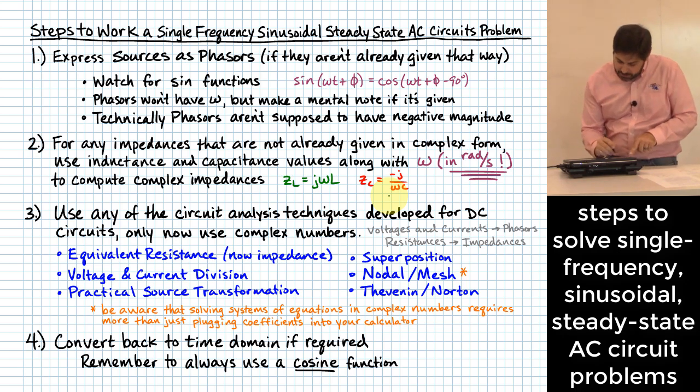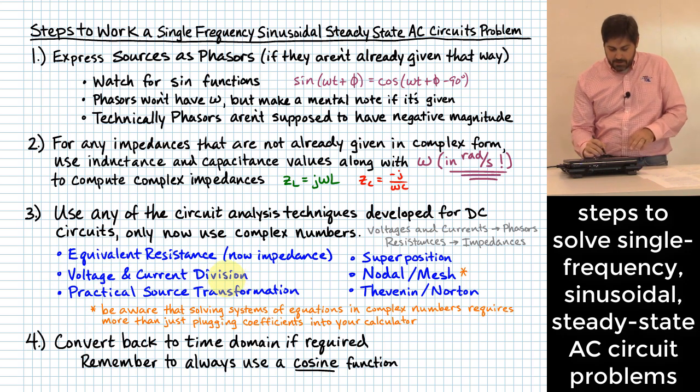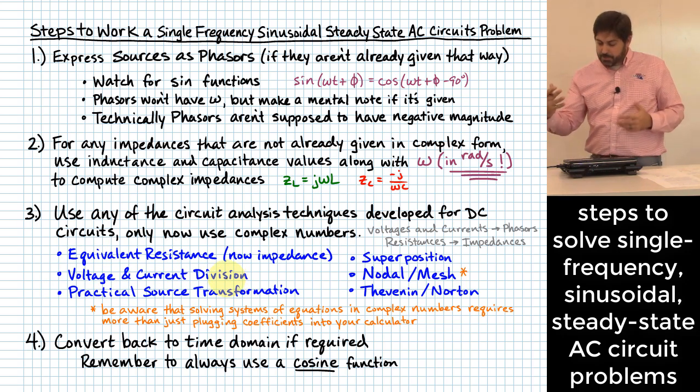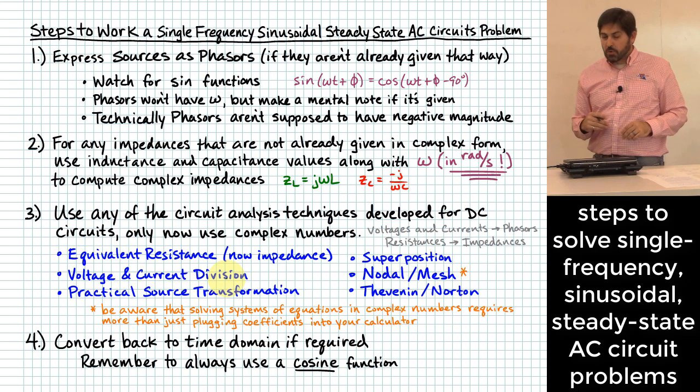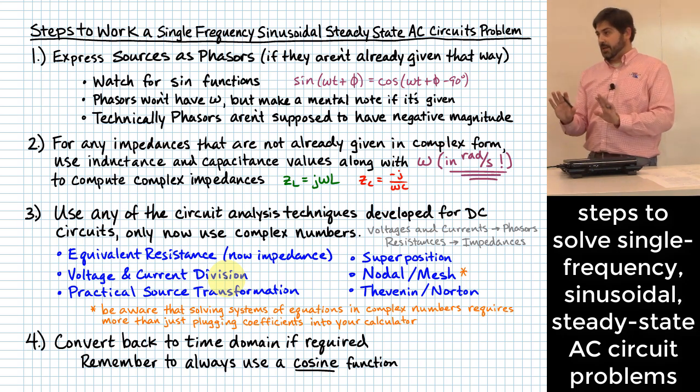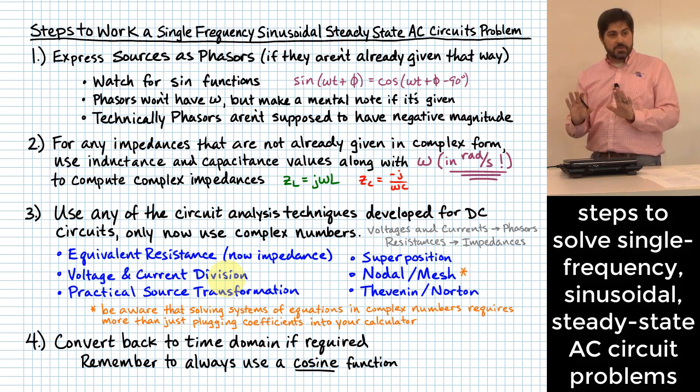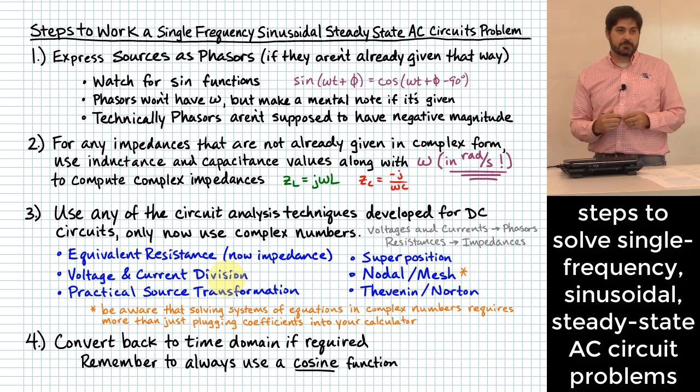So all of the lists that you might be familiar with, right, doing equivalent resistances or doing voltage or current division or practical source transformation or superposition or nodal or mesh, Thevenin and Norton, right? Any of these techniques that we have used for DC come over to AC as long as we understand that we are operating on complex values as opposed to real values, okay? So hopefully you're good and solid on all those concepts so that, now that we step forward and apply them to complex numbers, you're okay with that.